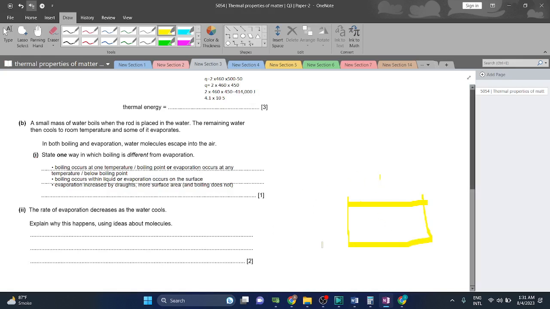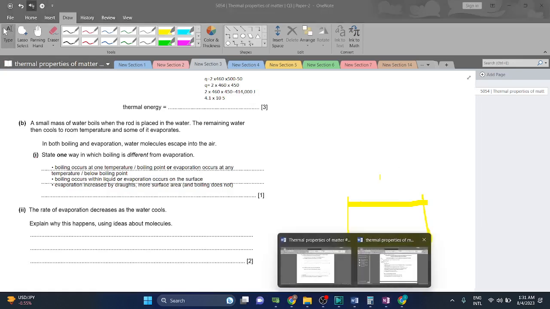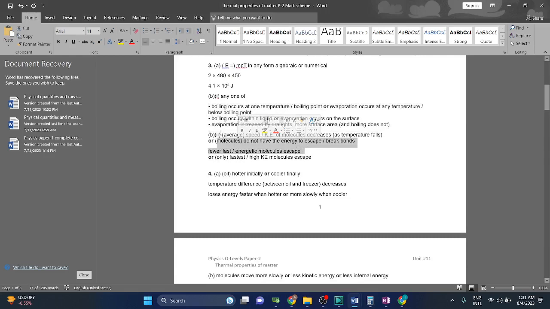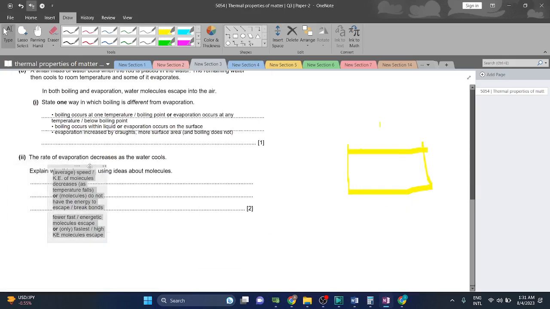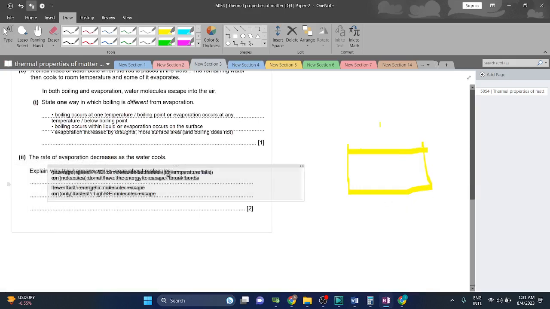Okay? The warmer particles will escape, that is, the particles with the higher kinetic energy, and the particles which don't have higher kinetic energy, whatever the requirement is, won't have enough energy to break the bonds. And when they can't break the bonds, that means the water is not at that specific temperature where it should be. Okay, let's look ahead. Average speed and so on. So this is the answer.